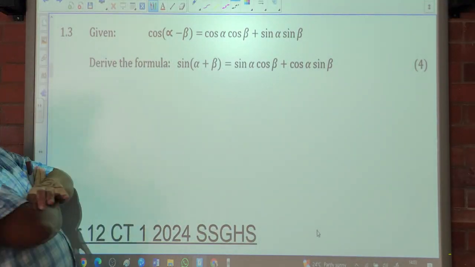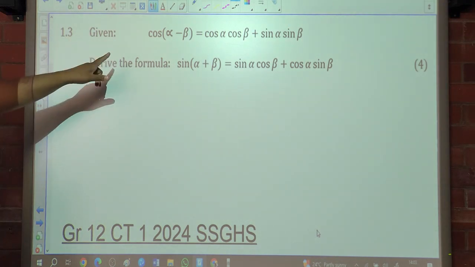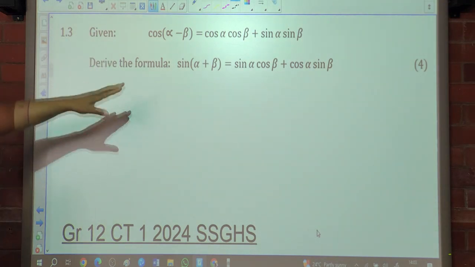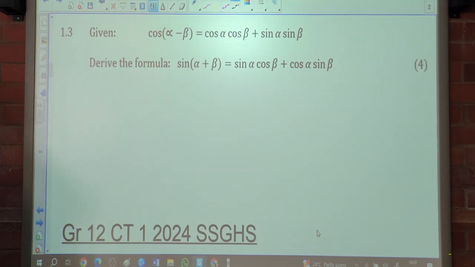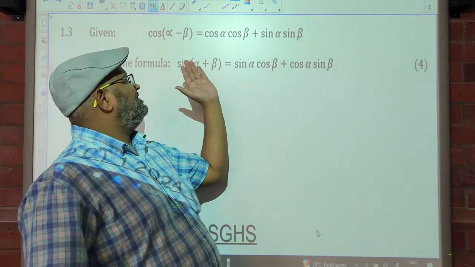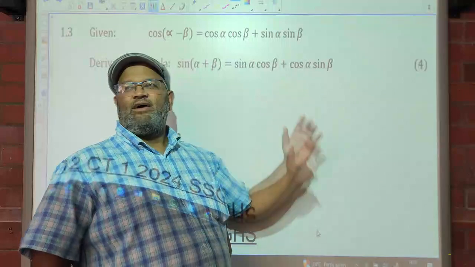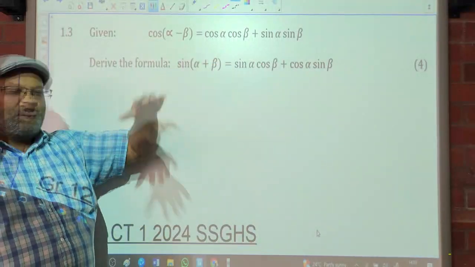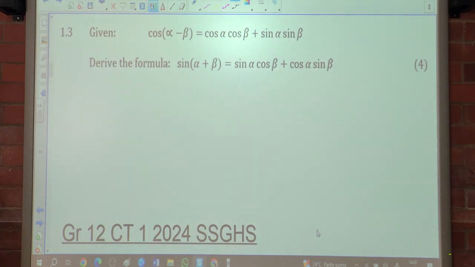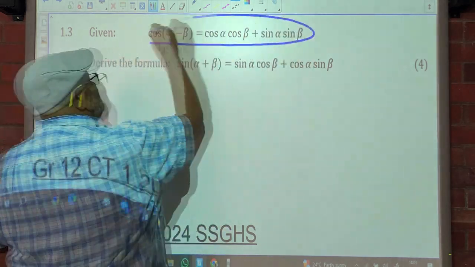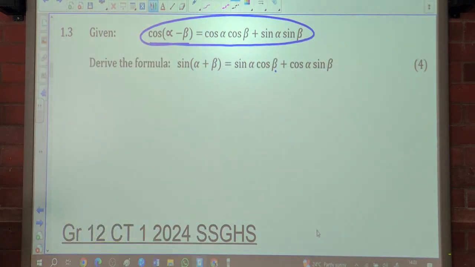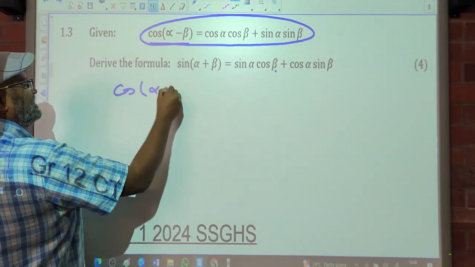So now we have cos of alpha minus beta. Given that cos of alpha minus beta is equal to cos alpha cos beta plus sine alpha sine beta, however, they ask you to derive the formula sine of alpha plus beta equals sine alpha cos beta plus cos alpha sine beta. People, if you start off with this, you're going to lose everything. You can't start off with that. So we must start off with what is given, and we must end off with what we need to prove. So cos of alpha minus beta can be written.